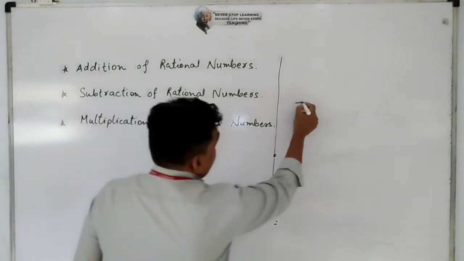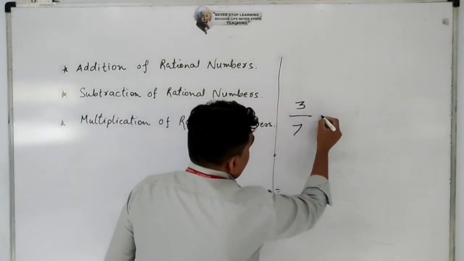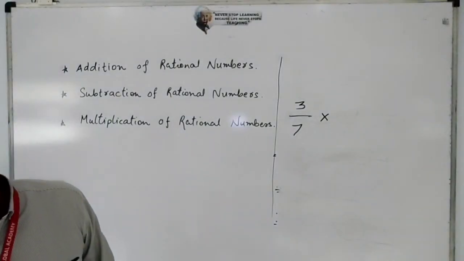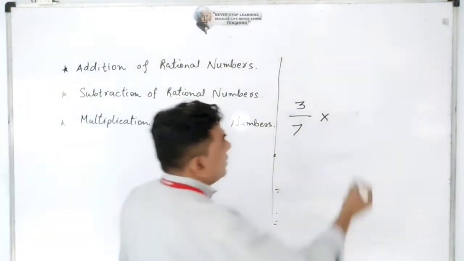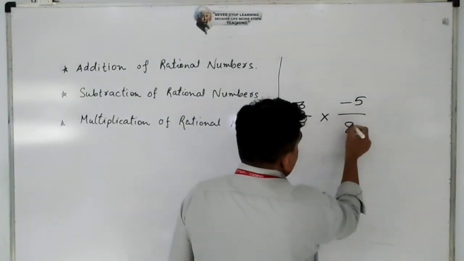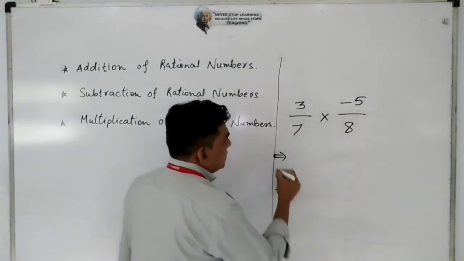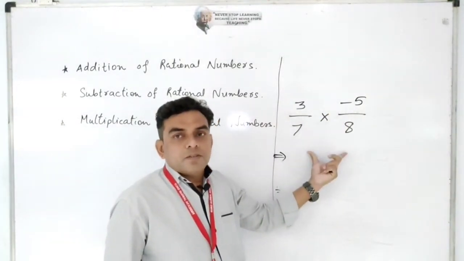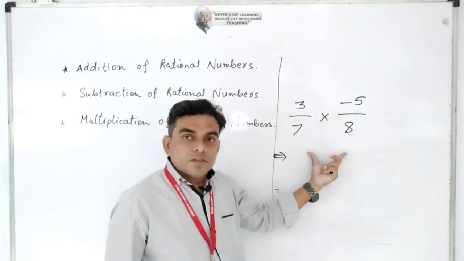Suppose I'm going to write here 3 by 7 multiply by minus 5 by 8, students. You can just see here. No problem, students. You can just take this, multiply the numerators and multiply the denominators. You will get the answer, students.